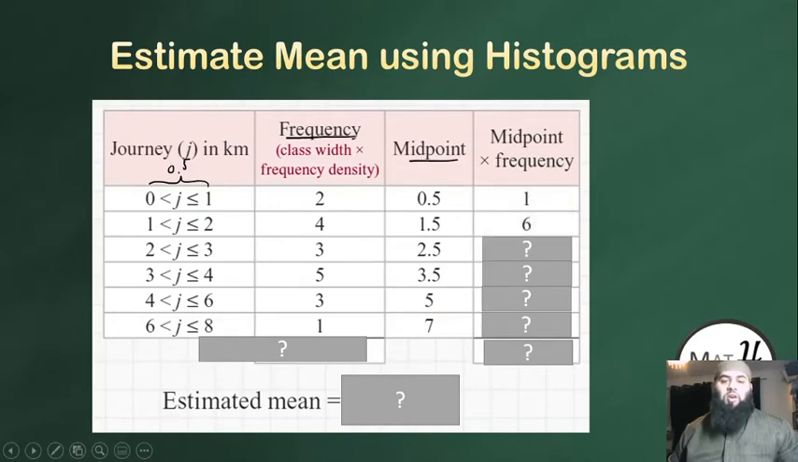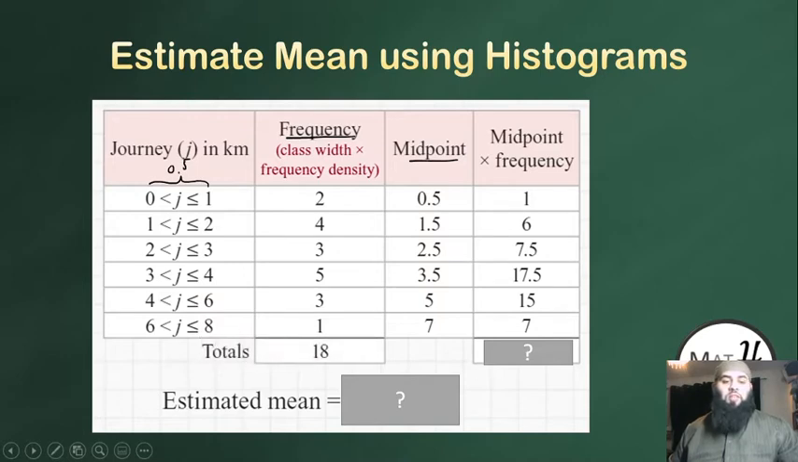3 times 2.5 is 7.5. 5 times 3.5 gives us 17.5, and all the way to here. So we found out the midpoint times frequency, and now we have to add up all the totals for the frequency. So when we add up all the totals, we get 18. And when we add up all the totals for the midpoint times frequencies, that will give us 54.